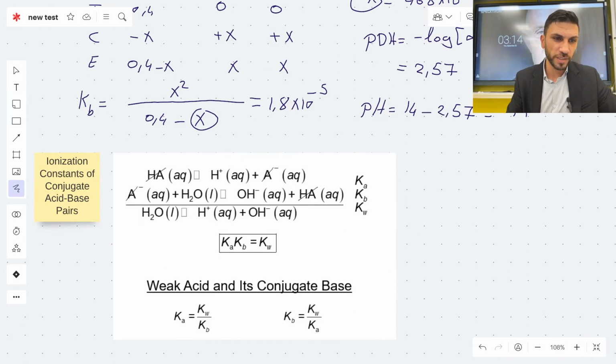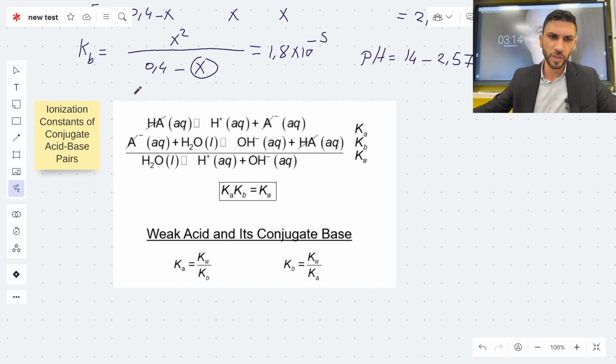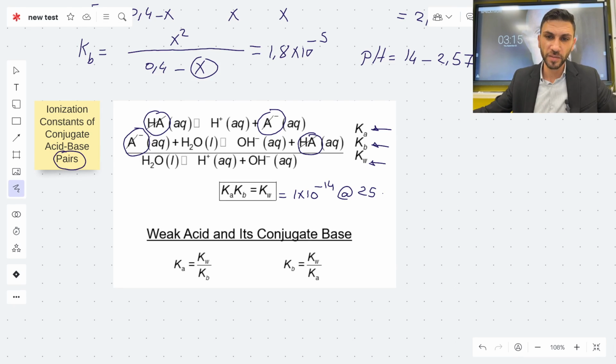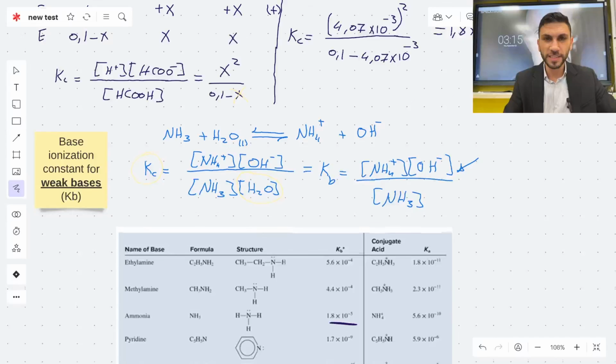The ionization constant of conjugate acid and base is very simple. The Ka, but here don't make a mistake. It's the pair. That means this is the acid and its conjugate base. This is now the base and its conjugate acid. So we have here Ka and we have Kb, and for the water we know that it's Kw. Always Kb multiplied by Ka equals Kw, which equals 1 times 10 to the power of negative 14 at 25 Celsius.